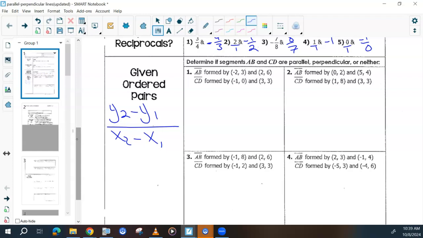And we're going to find the slope formula for both of these sets of points. Do one at a time. So I'm going to start with AB. Label them x1, y1, x2, y2. And then I'm going to find the slope for that by putting each number into this. So y2 would be 6 minus y1 is 3 over x2, 2 minus x1, negative 2. Or if you want to put plus 2, that's fine. And simplify. What would that slope be?